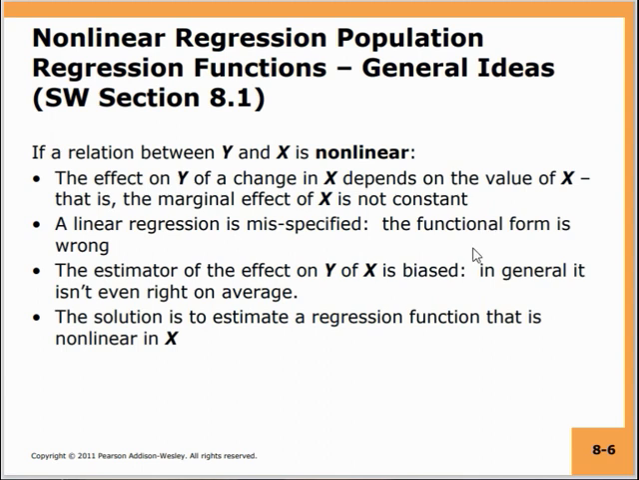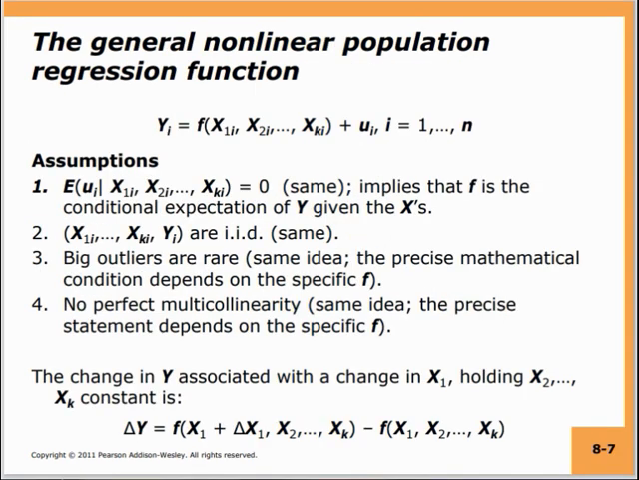So the solution is to estimate a regression function that is non-linear in x. So you actually allow the slope to change for different values of x. The general nonlinear population regression function is specified as yi is a function of x1i, x2i, up to xki. Here x1 stands for the first variable, x2 stands for the second variable, and xk stands for the kth independent variable, and i stands for each of the observations, and there are n observations.